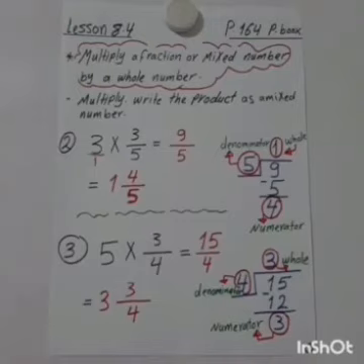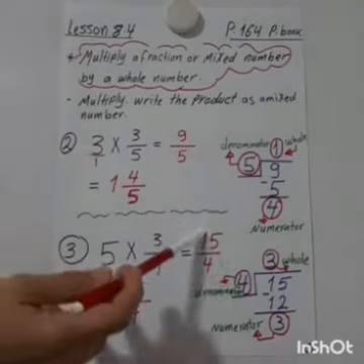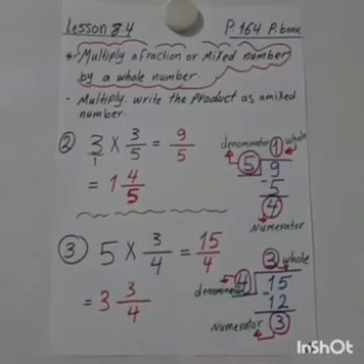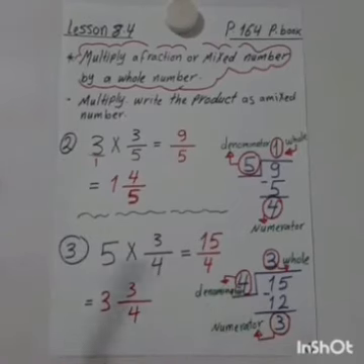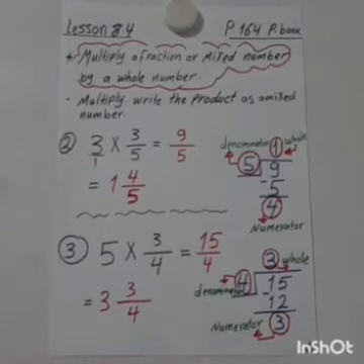Then number 3: 5 times 3/4. So I will take 5 times 3 equals 15, and then I will put the denominator as it is. Is it greater than 1 or not? I told you the numerator must be greater than the denominator. It must be a fraction greater than 1. So I will take 15 divided by 4. I will look in the table of 4 for what is closer to 15 but smaller than it.